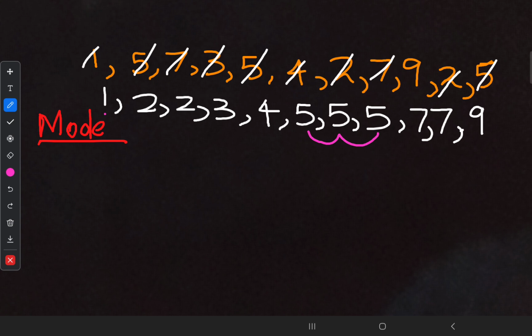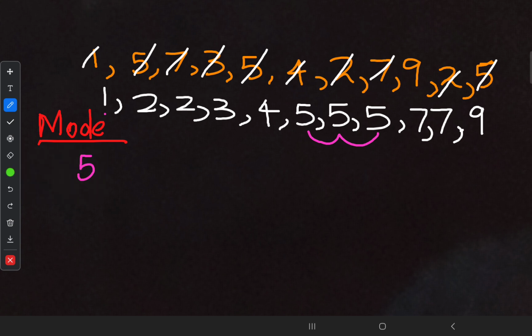In the given data set, what is the most repeated data? The most repeated data is our mode. So in this data set, the mode is 5. The most repeated data in a data set is concluded as our mode. For the given data set, the mode should be 5.